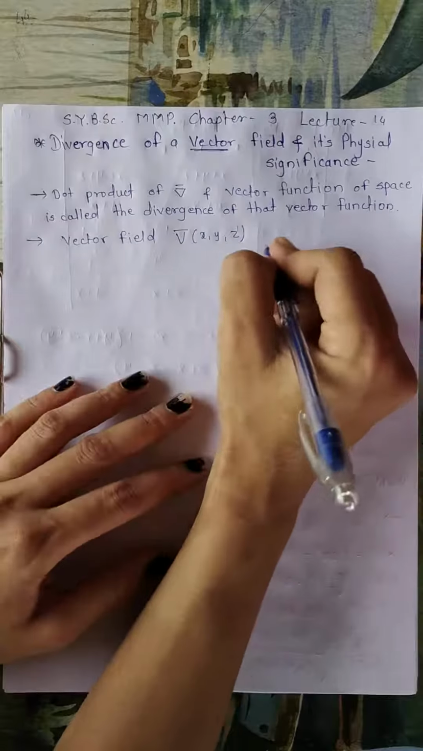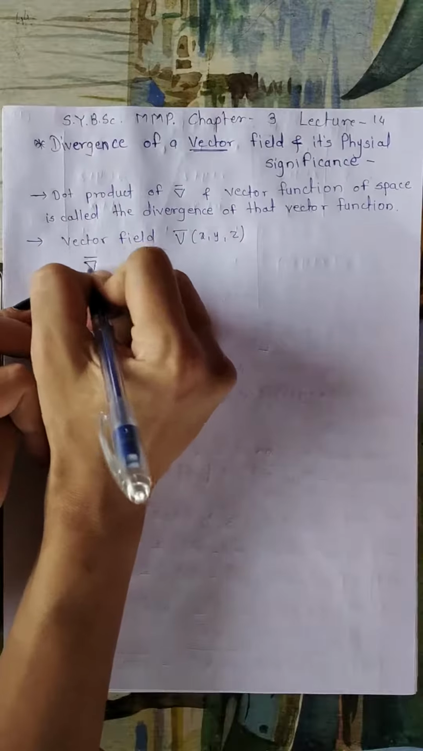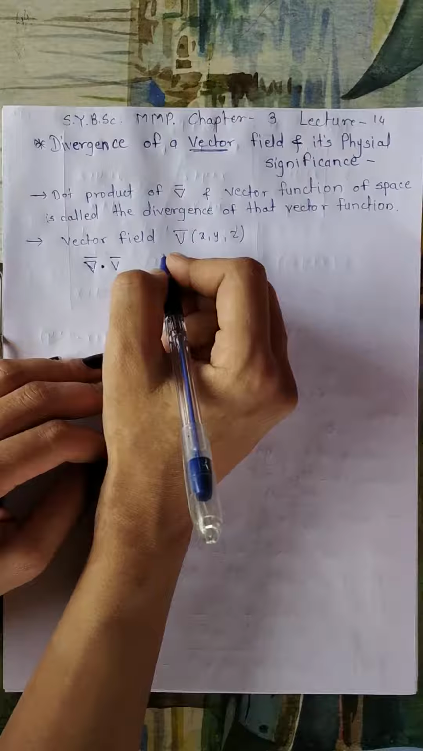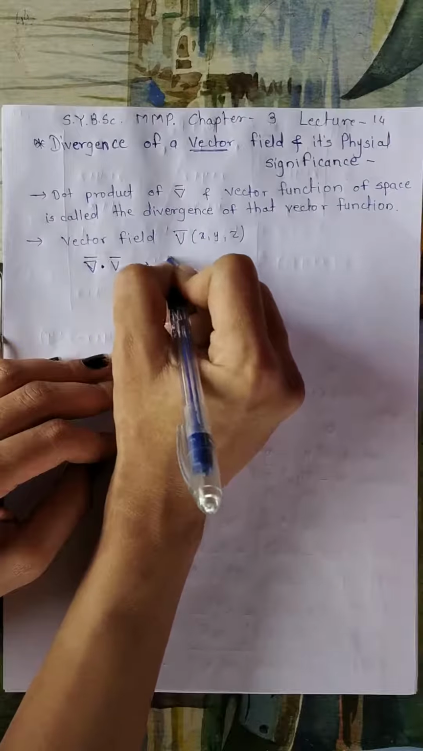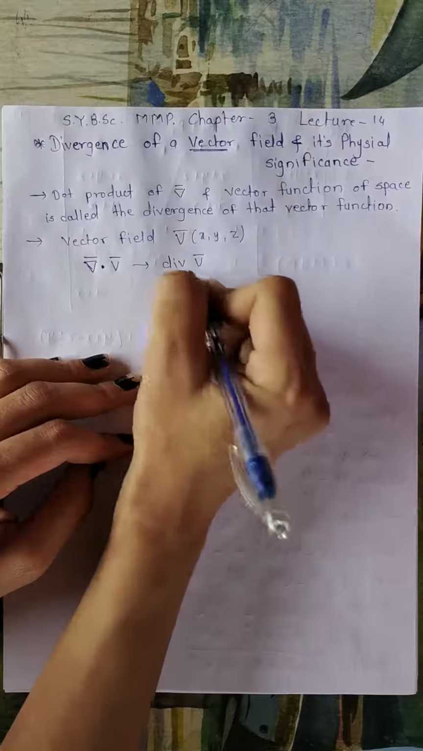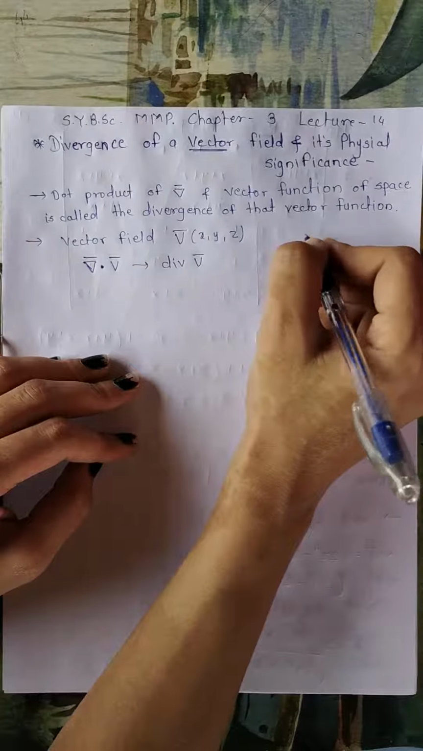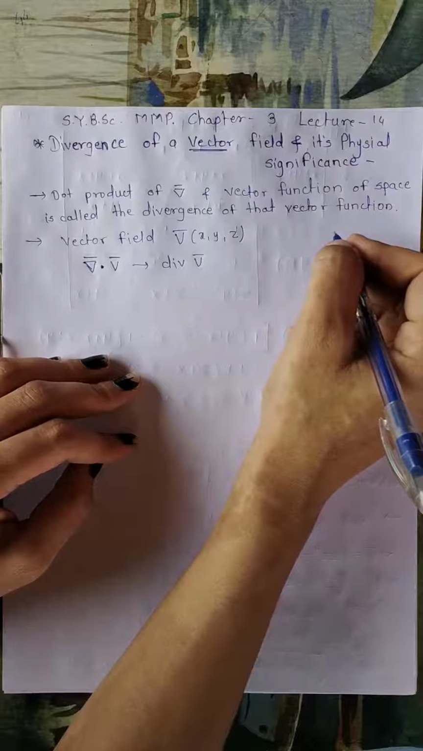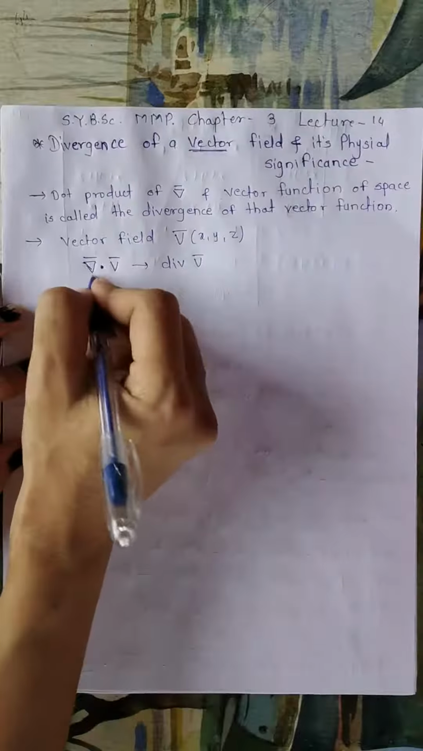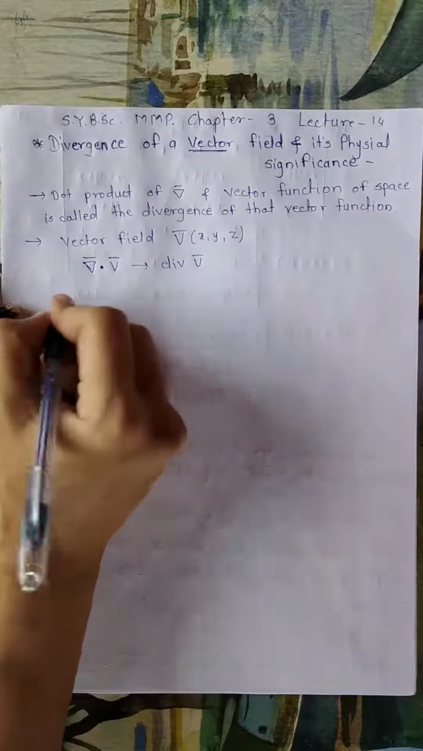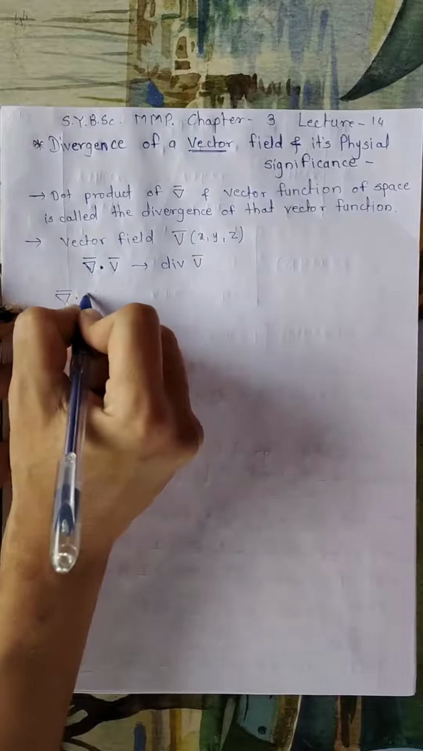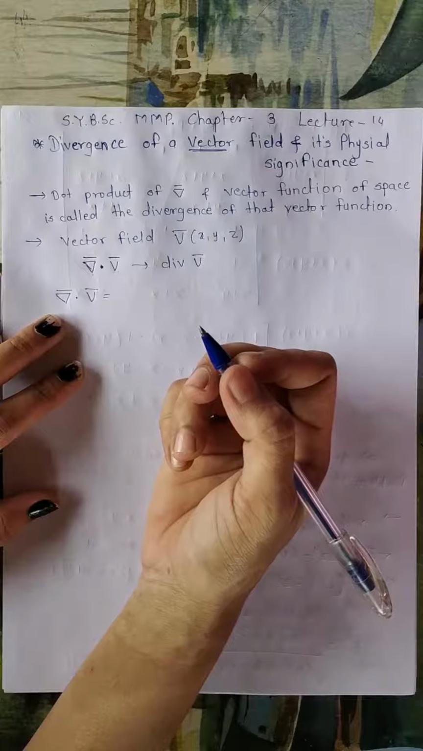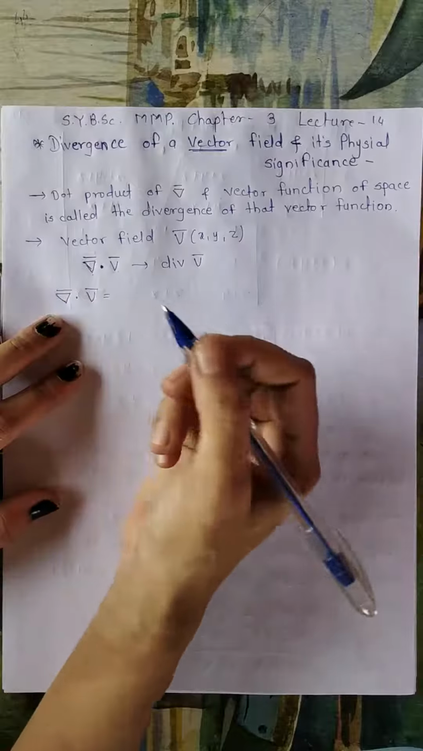So if we have a vector field, let's say v bar, which is a function of x, y and z coordinates, then del bar dotted with our v bar is known as the divergence of v bar, and it is written as div v bar, while we wrote gradient as grad of scalar function phi, which we have already discussed. Therefore, if you put values of del and v bar, that is del bar dot v bar, what is our differential operator?